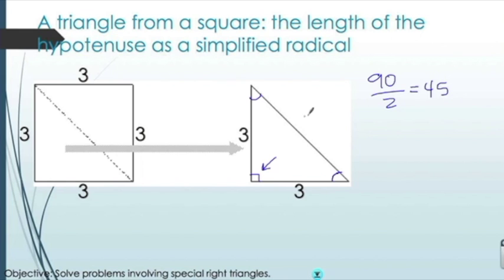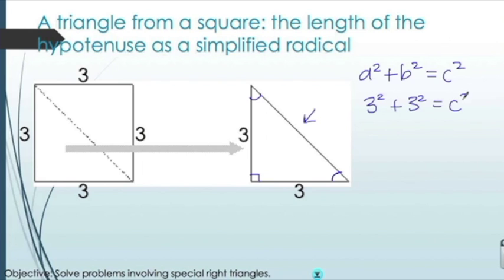Now if we wanted to find the length of this diagonal of the square, or the length of the hypotenuse as it could also be called, then we would just need to do the Pythagorean theorem. We know the formula is a squared plus b squared is equal to c squared. If we plug the legs in, we will find that we get 9 plus 9, which is 18.